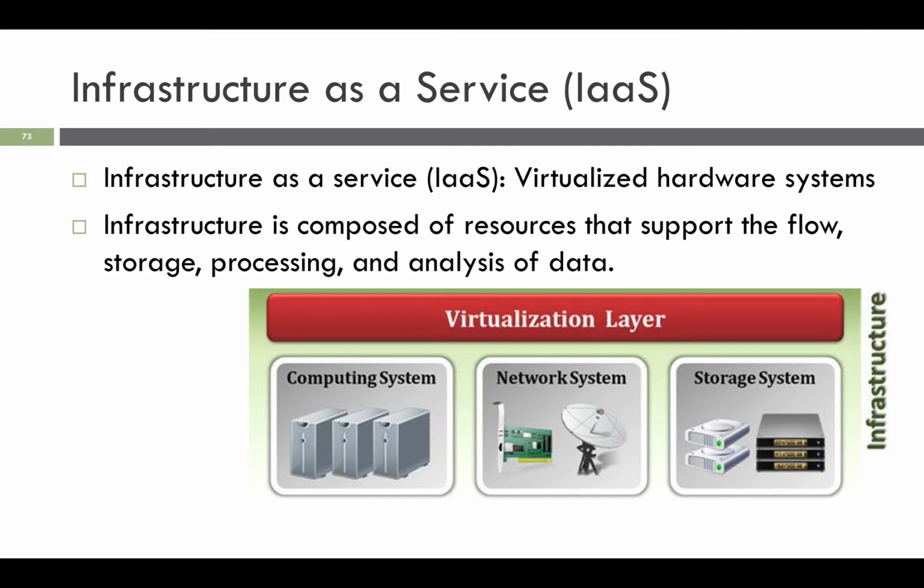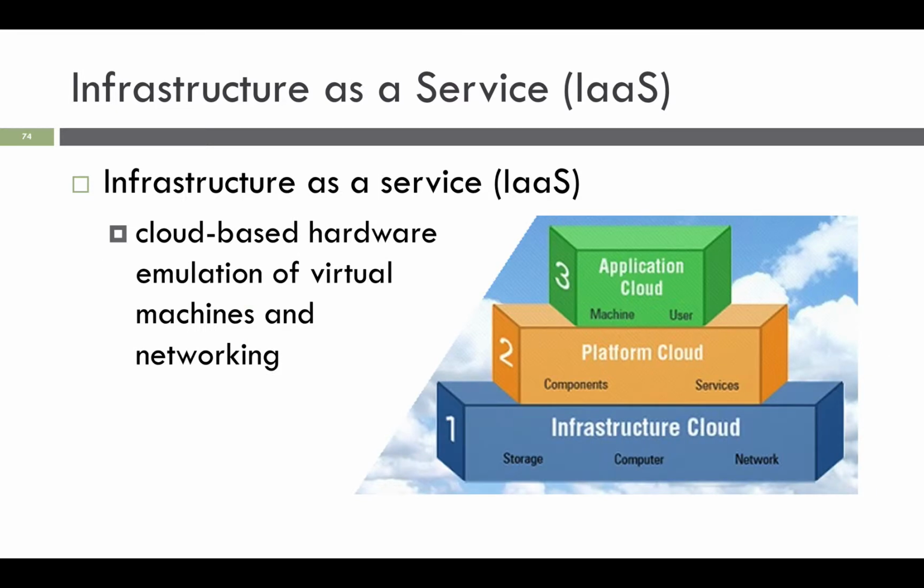Infrastructure as a Service provides computing infrastructure or virtualized hardware systems. Information technology infrastructure is composed of physical and virtual resources that support the flow, storage, processing, and analysis of data. IaaS provides the virtual components that connect SaaS and PaaS. Infrastructure as a Service gives an organization an alternative to having to install new physical computers or networks. Instead, they can use the existing infrastructure to add virtualized components.